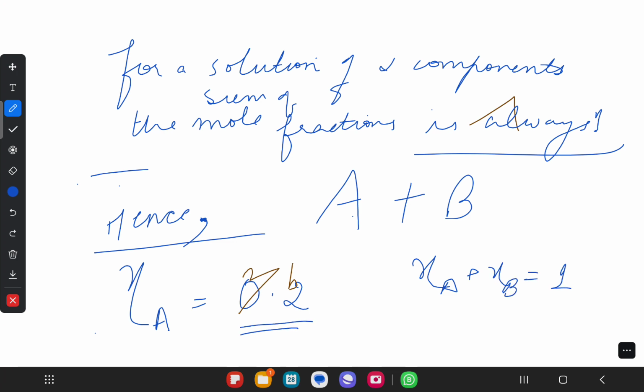So if one chi is 0.2, what should be the chi of another component? So 0.2 plus chi B is going to be 1, right? So chi B would be 1 minus 0.2, and that would be 0.8.